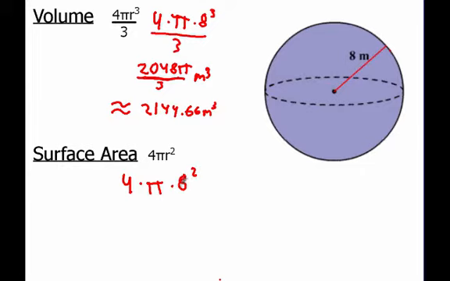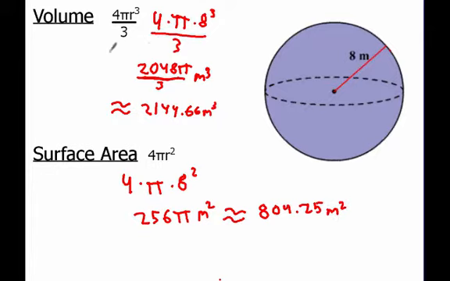8 squared is 64 times 4 gets us 256 pi meters squared. All right, so this is our exact unit answer. If we want to approximate that, that approximates to 804.25 meters squared. All right, so here are our two formulas that we need to apply to find the volume and the surface area of a sphere.